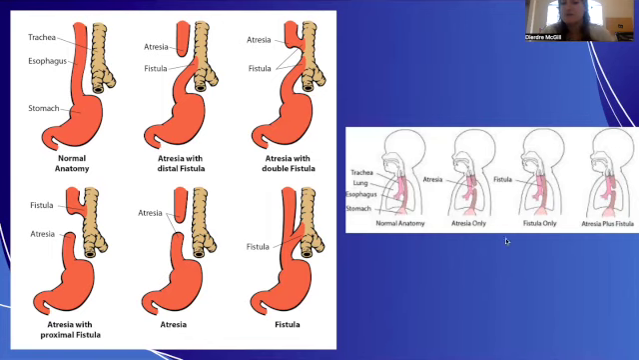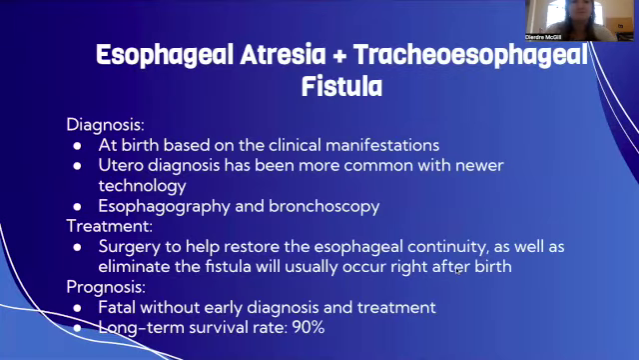And here are some more pictures on the right side of what that looks like. There is that disconnect of the esophagus with the stomach, which can cause a lot of problems. And as you can see, that's why there is a lot of drooling that happens in children with this.